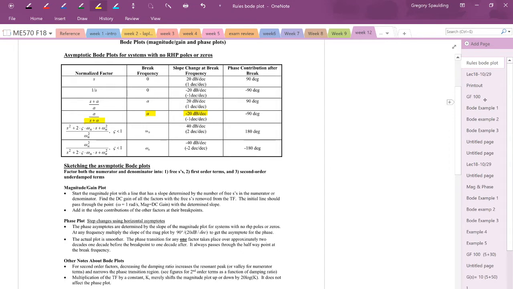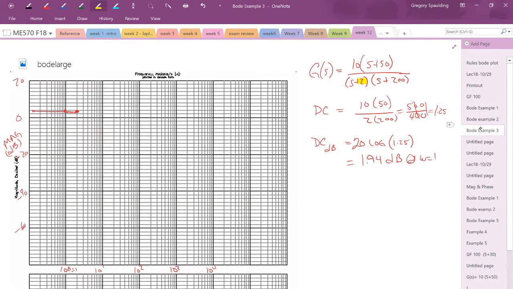Okay, so each pole is going to take us down, and so we're going to go down 20 dB per decade. So if we look at this, we're going to go over 1 decade, and then we're going to come down 20 dB, and we're going to get a point there, and we're going to put a line through there, and that's going to be on our asymptotic line.